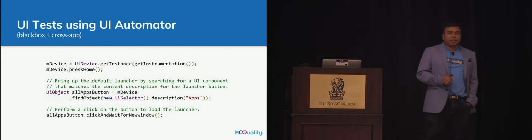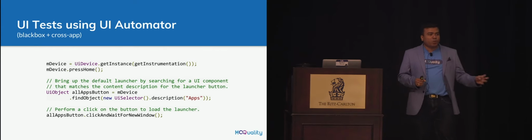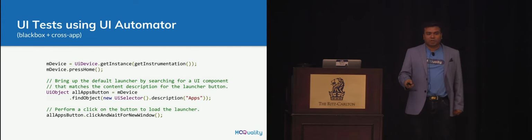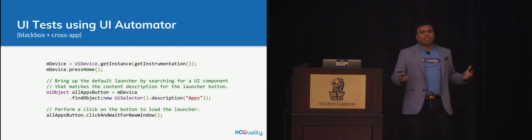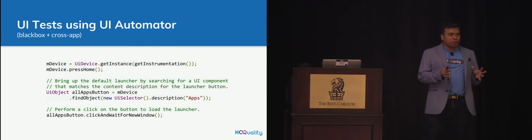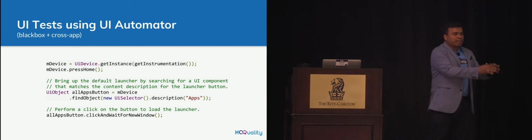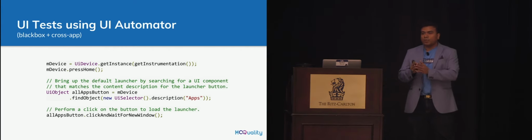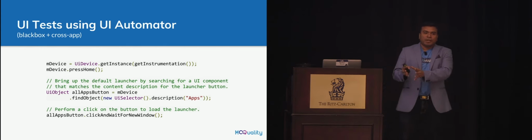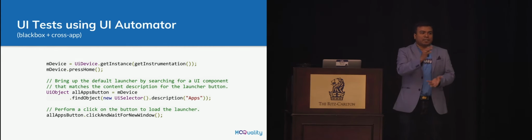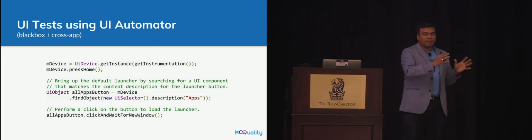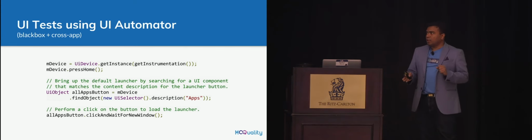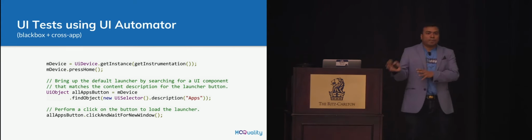The other API, UI Automator. If there is Espresso, why do we need another API? Well, UI Automator is a black box API. What it means is that Espresso runs inside the app, so it is aware of different things happening inside the app. On the other hand, UI Automator runs outside the app. It uses the accessibility API to understand what is going on and introspect the app. And it could be useful for things like cross-app tests.